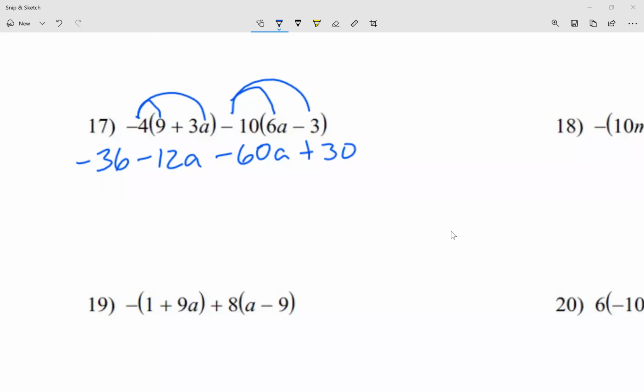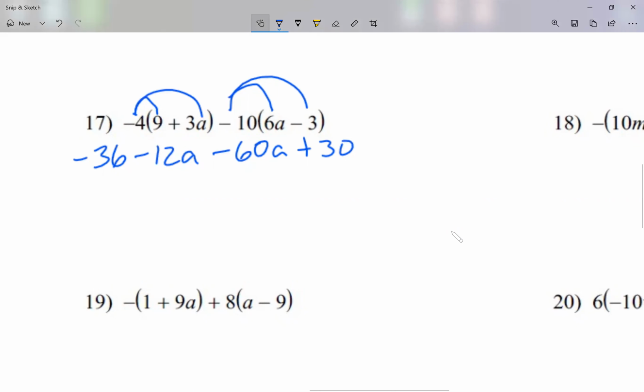Now that I got rid of parentheses, the next step is combine your like terms. So I'm going to take a look at everything that has a letter. So I'm looking at -12a and -60a. I'm looking at the terms that have a letter. I know I'm going to combine those numbers, a -12 and a -60, because they have the same sign. I'm just going to add the numbers, keep the sign. So that's going to give me -72a.